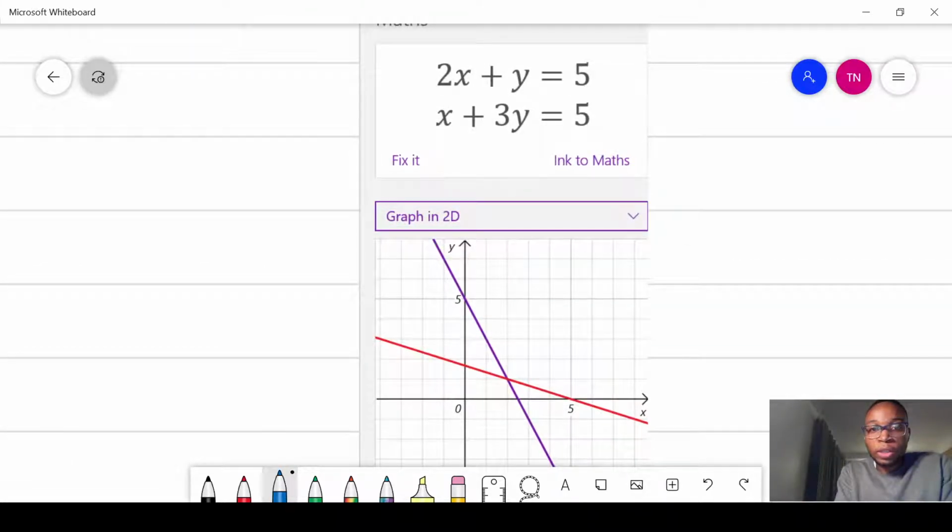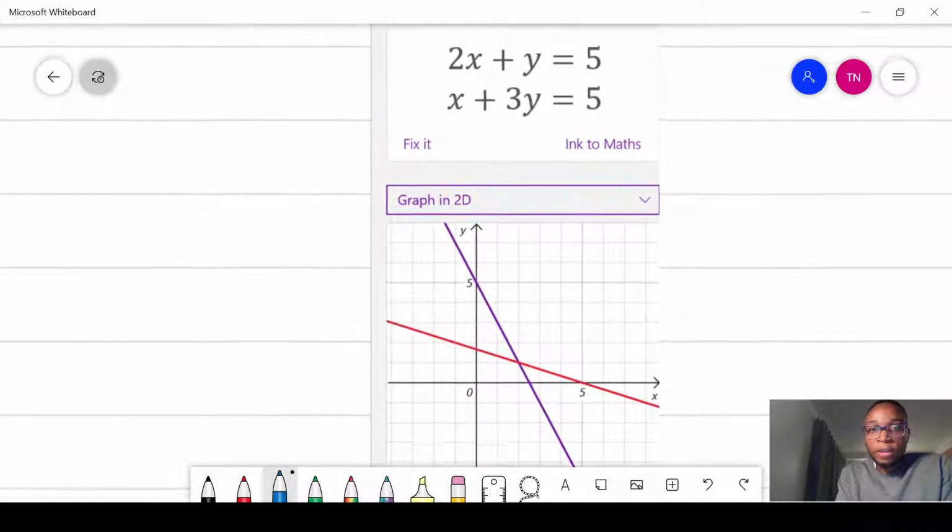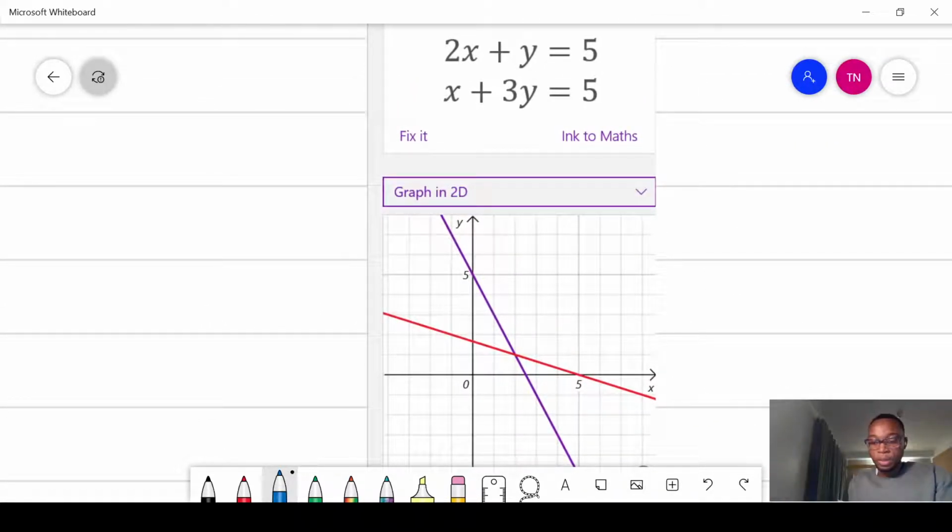So this is the solution that we had. So this is the graph for that equation. And on this graph now, you realize that this point is 5. This would be just 4.